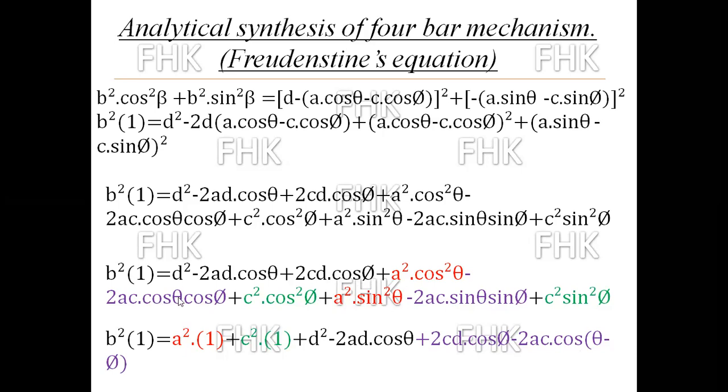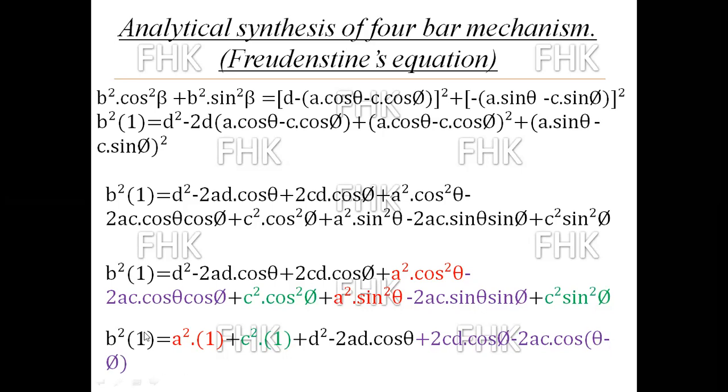Now cos theta cos phi plus sin theta sin phi, okay, cos a cos b plus sin a sin b. What is that? That will become cos a minus b. So cos theta minus phi.